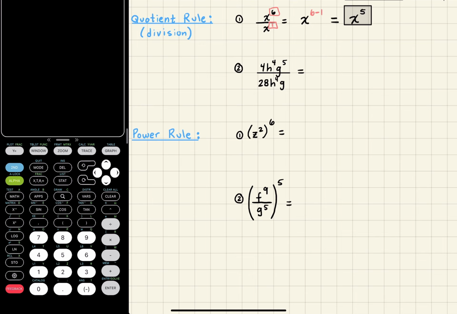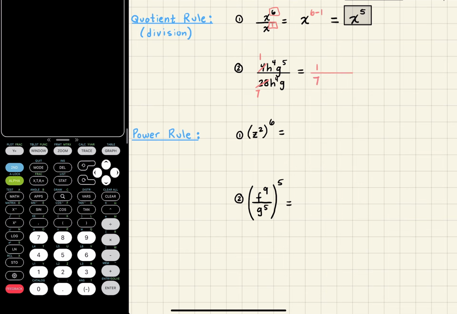Let's take a look at problem number 2. Very similar, but we've got multiple variables and we've got some leading coefficients here. For the leading coefficients, we just treat it like a fraction and reduce it like normal. So if we're looking at 4 over 28, we can look at 4 and 28 and see that the GCF is 4, right? 4 goes into both of those. So we'll reduce both of these by 4. 4 goes into 4 once. 4 goes into 28 7 times. So far we have a 1 on top and a 7 on the bottom.